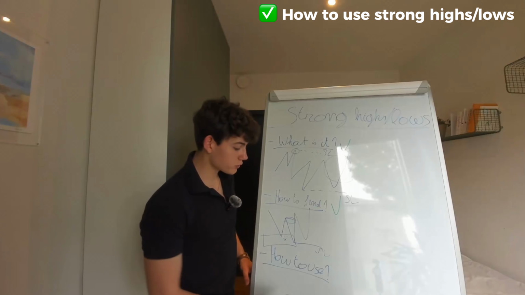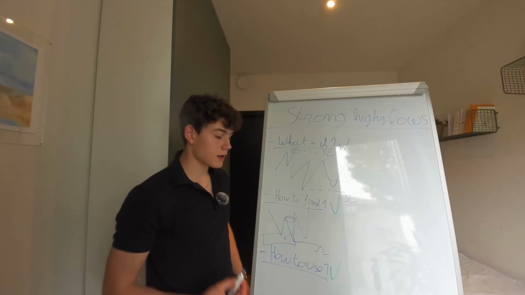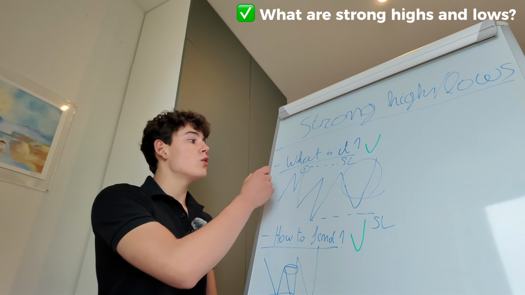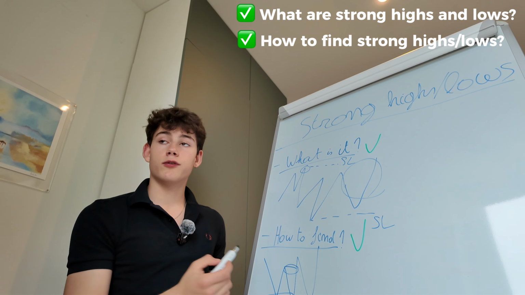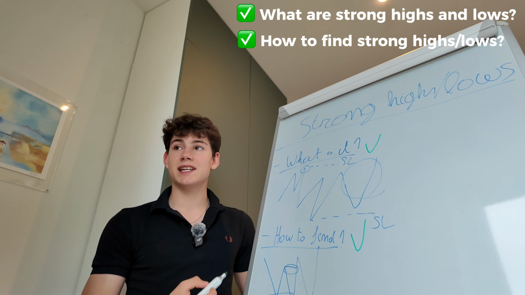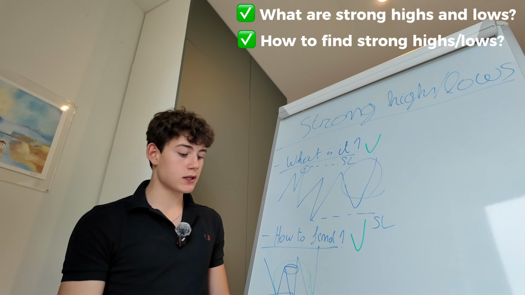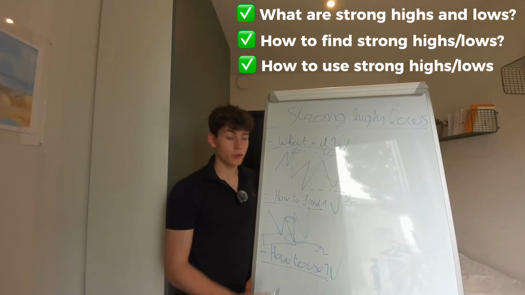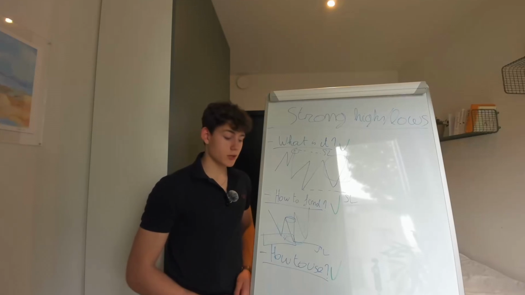So now that we also know how to use it inside our entry model, well, now we can get a higher win rate. Why? We know what it is, so we know how to place our stop loss, we know how to find it inside the market, so we can actually capitalize on these forms of strong highs and lows, and we know how to place our entry on top of them and use the strong highs and lows to our advantage.